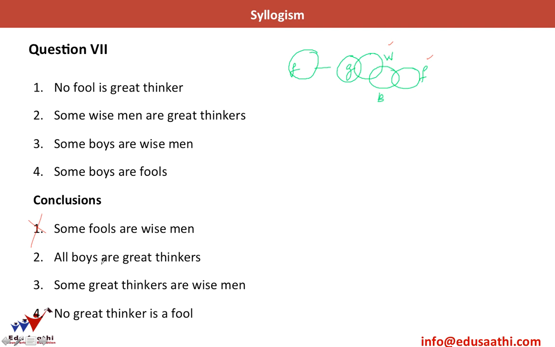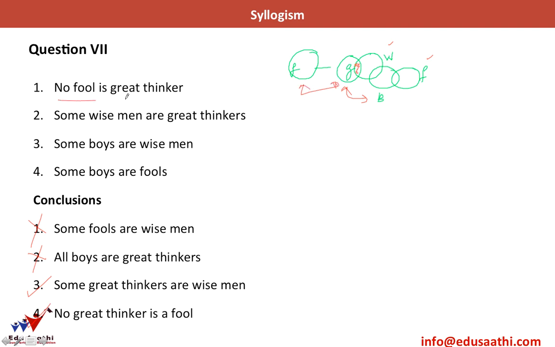All boys are great thinkers. This is also incorrect. As shown from this, I do not know the relationship between boys and great thinkers. Some great thinkers are wise men. This is correct because I have this intersection which shows me that great thinkers are wise men. No great thinker is a fool. This is also correct because there is no overlap between great thinkers and fools.